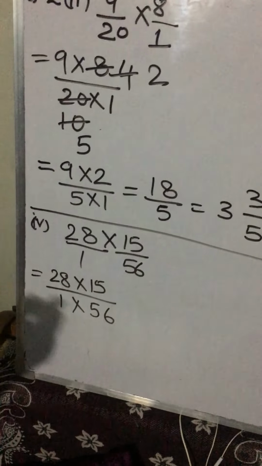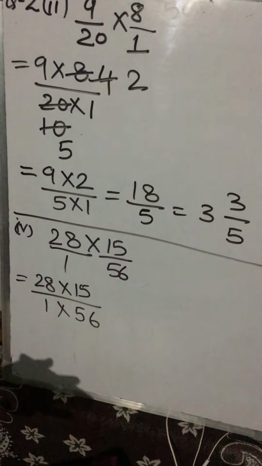directly. 7 1s are 7, 7 2s are 14, 7 3s are 21, 7 4s are 28 and 7 8s are 56. Again 4 and 8 come in the table of 4. 4 1s are 4, 4 2s are 8. Now what is left in the numerator? Numerator is left with 1 into 15 by 1 into 2. So the answer is 15 1s are 15, 2 1s are 2. Answer is 15 by 2. Okay, you can write in mixed fraction also. 2 7s are 14, 1 is remainder, 7 1 by 2 is the answer.